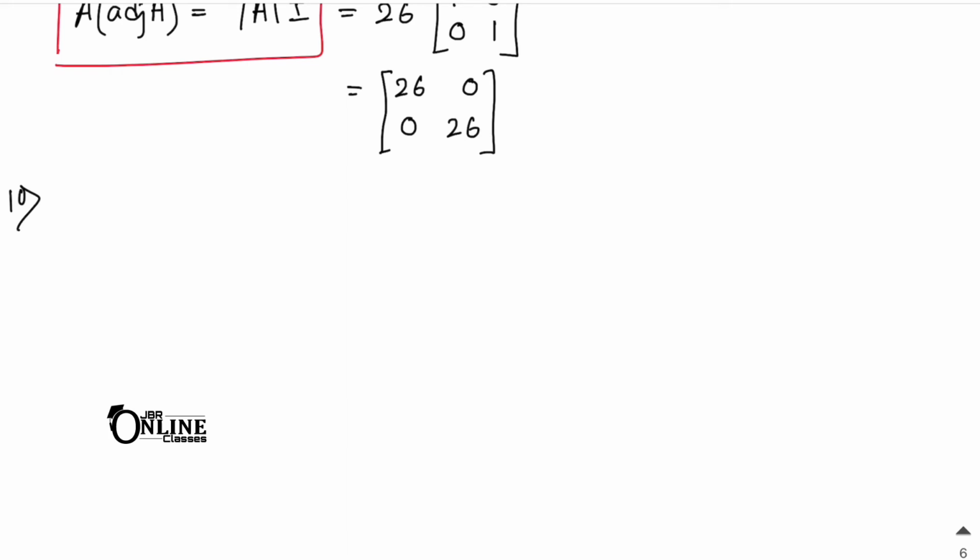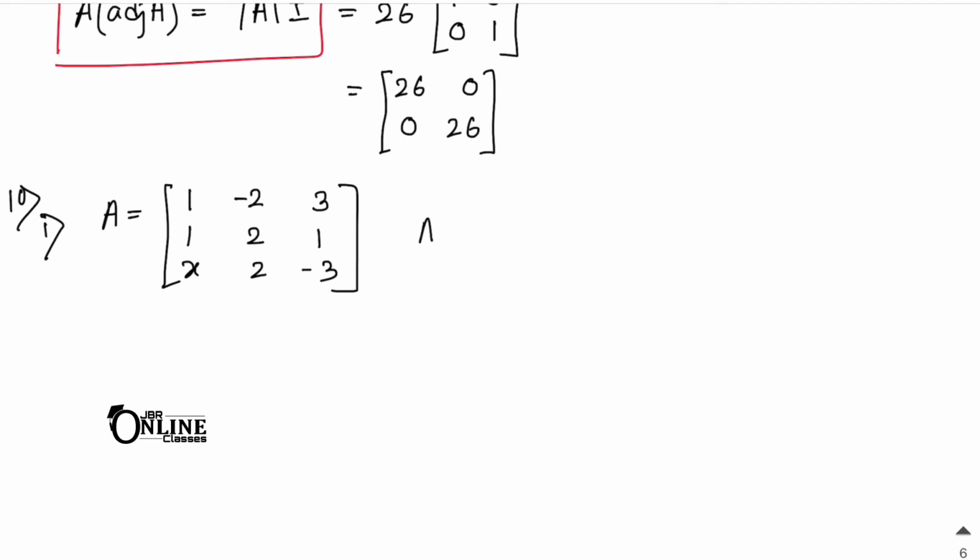Now the last one, sum number 10. Here in sum number 10, the given matrix A equals 1 minus 2 3, then 1 2 1, after that x 2 minus 3. So that is the given matrix in sum number 10.1. This A matrix is a singular matrix, so you have to find out the value of x. Now you know that if a matrix is singular, that means det A equals 0. So first you have to find out det A.